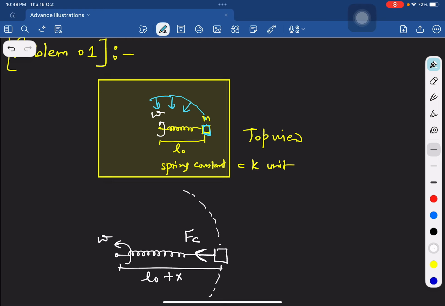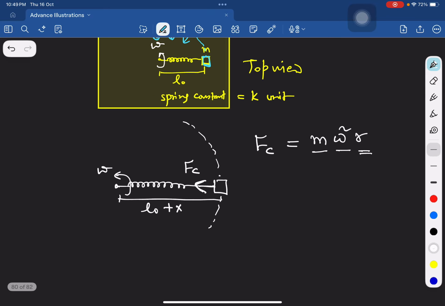So this Fc, the centripetal force, should be equal to m omega square r, where m is the mass of the body, omega is the angular velocity, and r is the distance from the center. If you see, f is nothing but the spring force only. So we can say that it should be equal to k into x, because x is the elongation in the spring. So k into x is equal to m omega square r, where r is the distance from the center, that is l naught plus x.